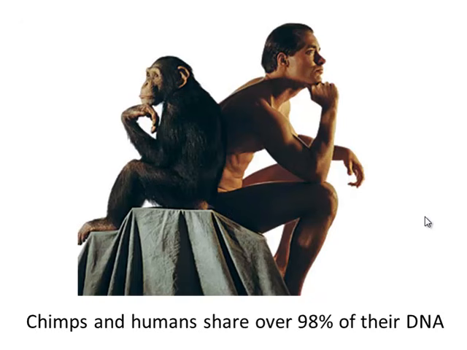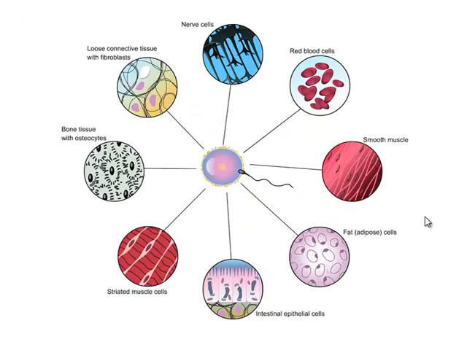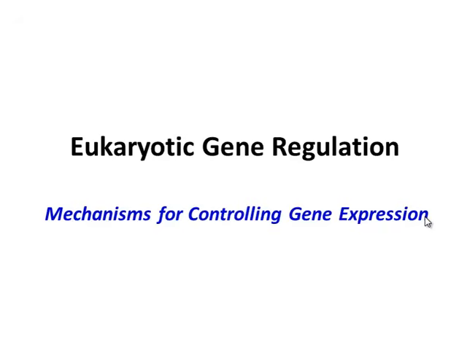In order to understand how this can be possible, and to better understand the process of cell specialization, we're going to take a close look at eukaryotic gene regulation. And we're going to focus on mechanisms that help control gene expression, particularly at the transcriptional level.